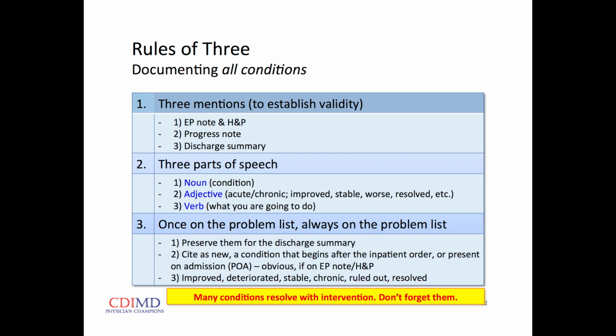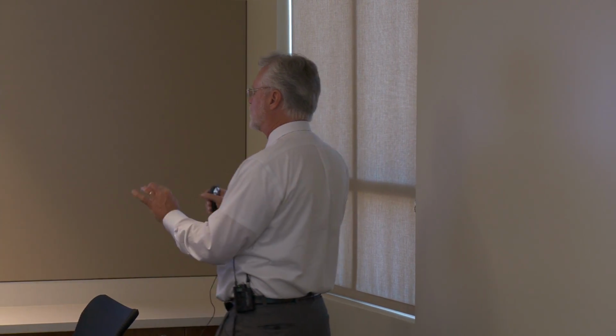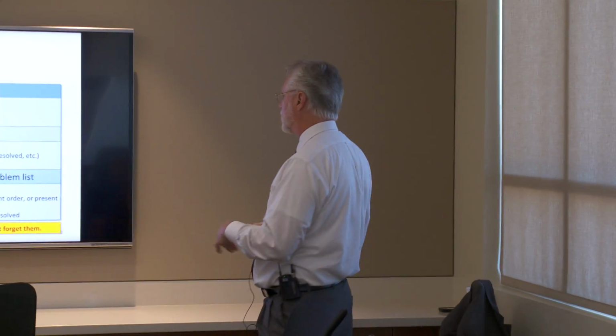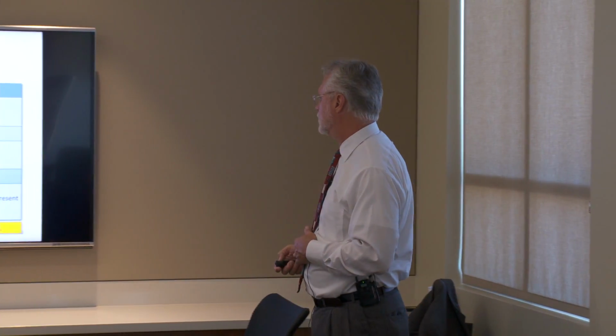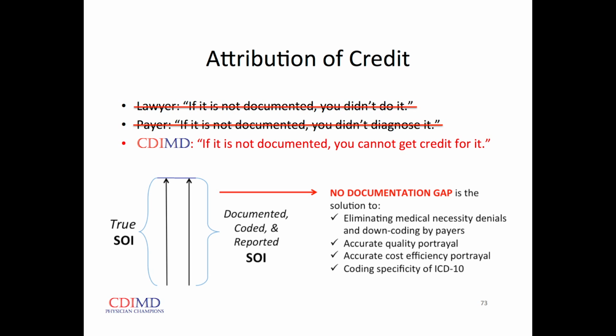And then number 3, and this one to me is the most important. Once on the problem list, always on the problem list. Things get better. Infections go away, fevers go away, anemia, we may transfuse it, get better, we forget about it, pneumonia improves. So we want to preserve those conditions for the discharge summary so we get credit for those. Lawyers will tell us that if we didn't document it, we didn't do it. The payers tell us if we didn't document it, we didn't diagnose it. What we say is, if we didn't document it, we can't get credit for it.